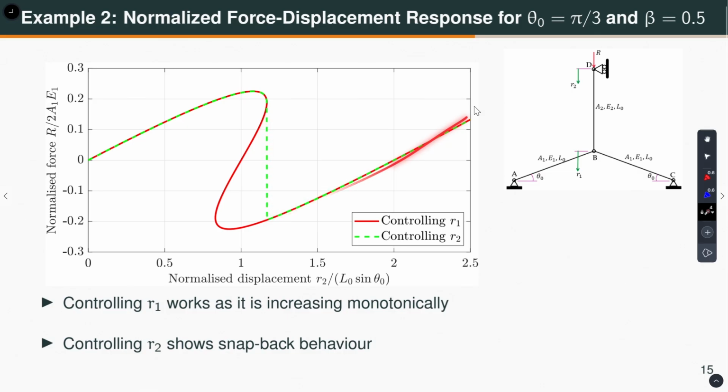So, what is the takeaway? The takeaway is when you do a displacement control analysis where the displacement of a degree of freedom is controlled, that displacement must increase monotonically, otherwise you cannot get the actual behavior. So, in this case for R1, this displacement is increasing monotonically, but what is this plot then? Well, this plot is for R2, R2 divided by L0 sin theta 0, which is this height. I am just plotting the normalized value of R2. So, that shows this kind of behavior.